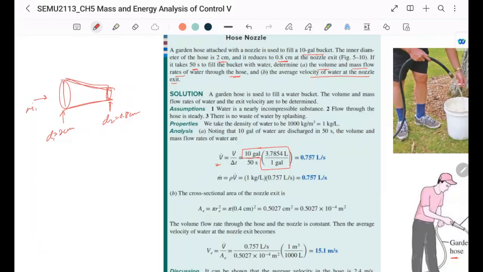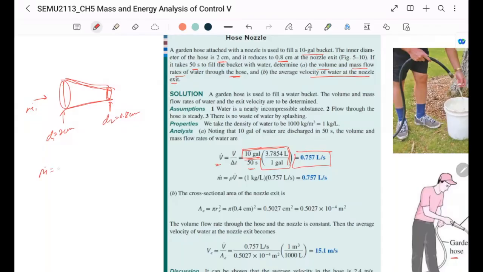So 1 gallon is 3.78 liter. Sometimes the conversion rate, you just have to remember that. If not, then the question should give you, or the question shouldn't be in gallon at all. This textbook is from the US because they are using gallon here. But from here, you know the volume that you're filling up in the time, which is 50 seconds. So from there, you can get the volume flow rate, which is 0.757 liter per second.